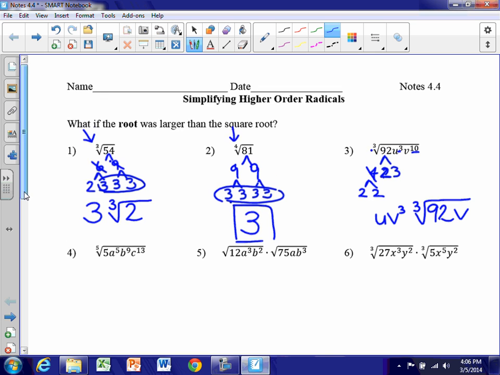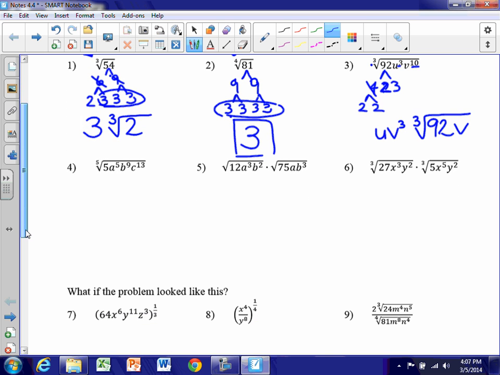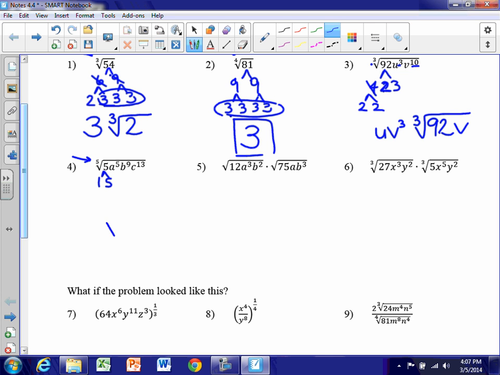Let's keep working. See how we do. All right, number 4. 5 does not break down except 1 and 5. And according to this root, this radical, I need 5 of a kind, and that's not it. So when I finish, the 5 is going to go back under my radical. Don't forget it's a 5th root.